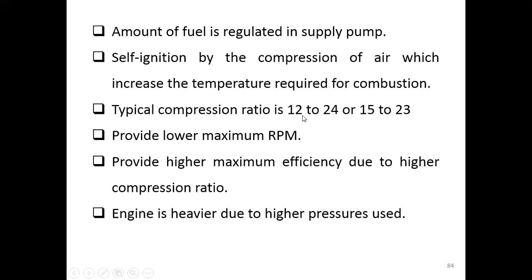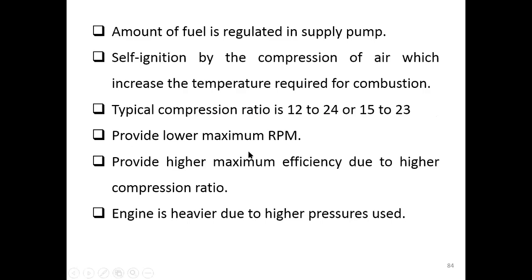You can see the numbers. They start from 12 to 24, or 15 to 23. Up to now, I think they do have 27, if I remember correctly, for the Mazda manufacturers. 27 for that. So you can see that the compression ratio is much higher than the SI engine.